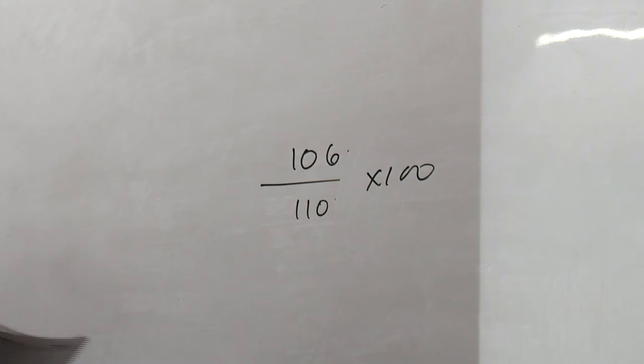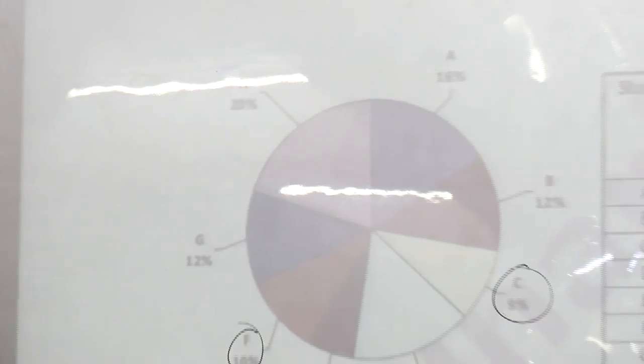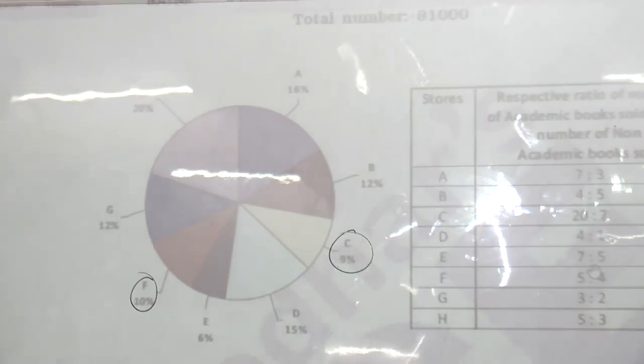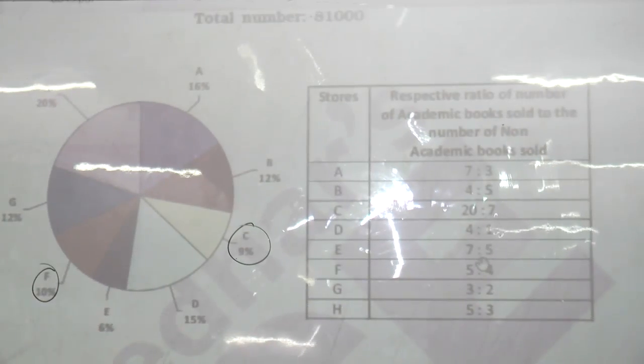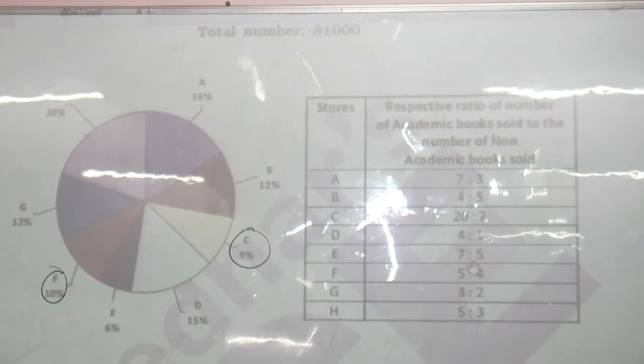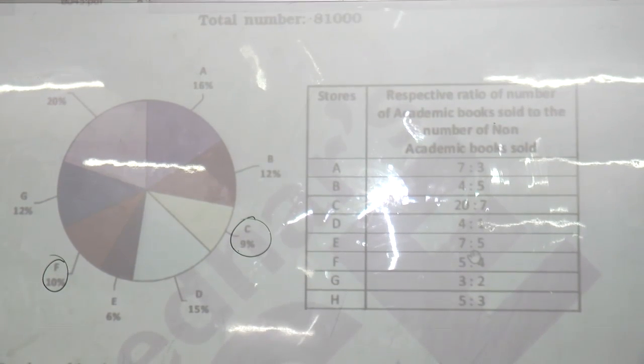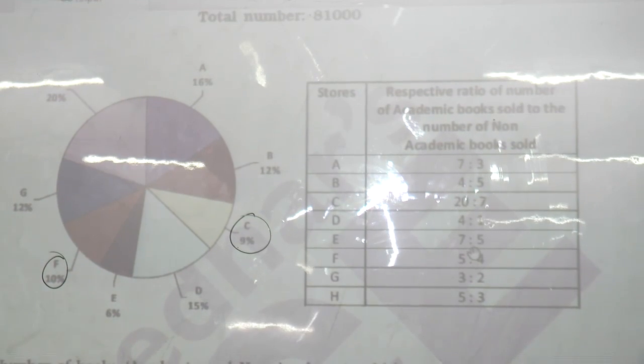Next, 68. The percentage increase in number of non-academic books sold by store B from 2005 to 6 is equal to the percentage increase in the number of non-academic books sold by the same store in 2006 to 7. If the number of non-academic books sold by store B in 2007 was 6534, what was the number of non-academic books sold in 2006?